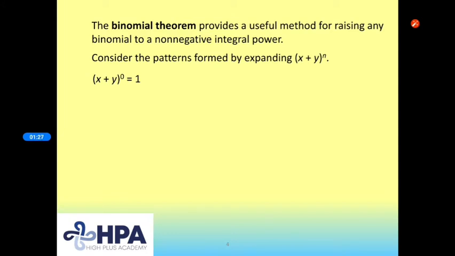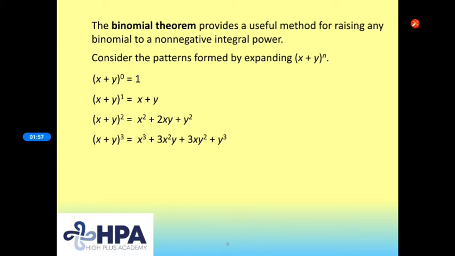But before we continue, you will recall that x plus y raised to 0 will give us 1. We can also quickly recall that any number raised to 1 gives itself back. So x plus y raised to 1 gives us x plus y. Now, what do you think this will be? If we now have x plus y raised to 2, that will give us x squared plus 2xy plus y squared. Going further, x plus y raised to 3 equals x cubed plus 3x squared y plus 3xy squared plus y cubed.